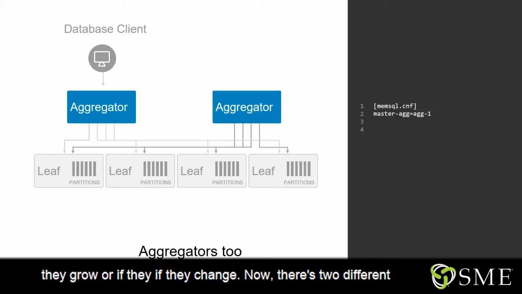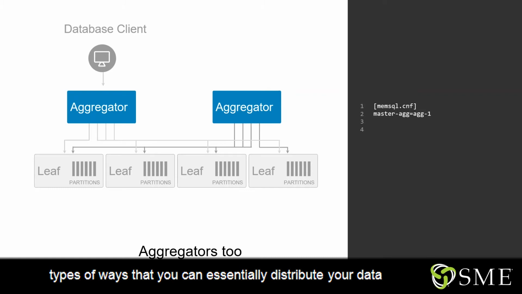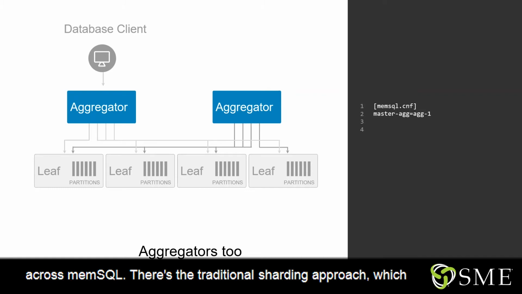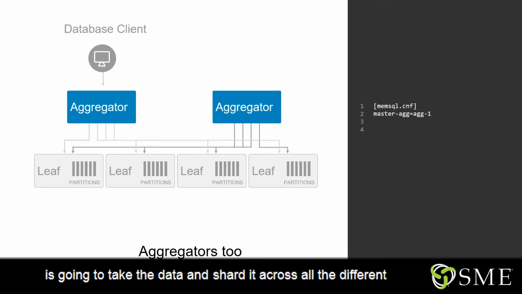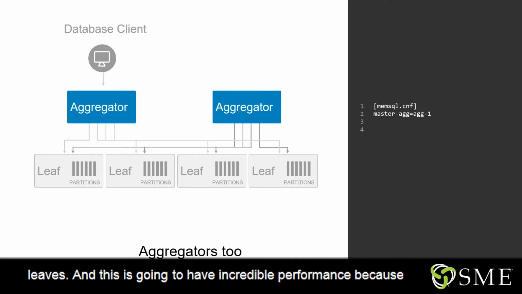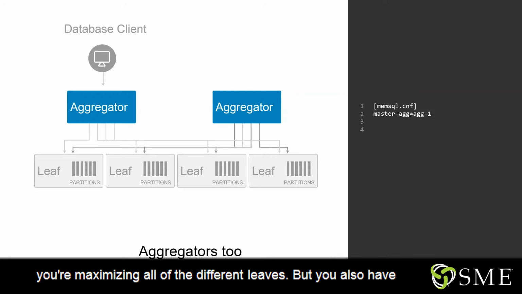Now, there's 2 different types of ways that you can essentially distribute your data across MemSQL. There's the traditional sharding approach, which is going to take the data and shard it across all the different partitions, so a little piece lives on each partition on each leaf, and this is going to have incredible performance because you're maximizing all of the different leaves.